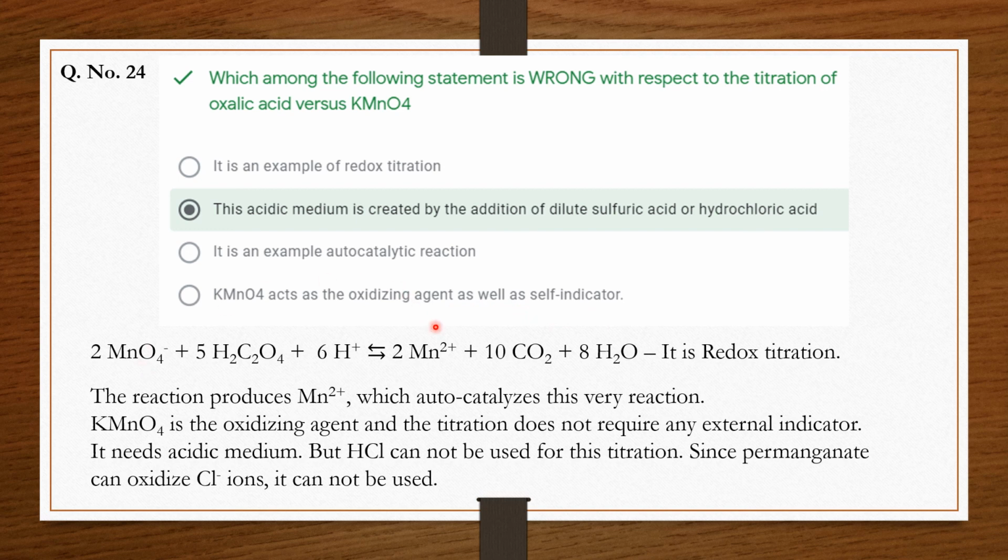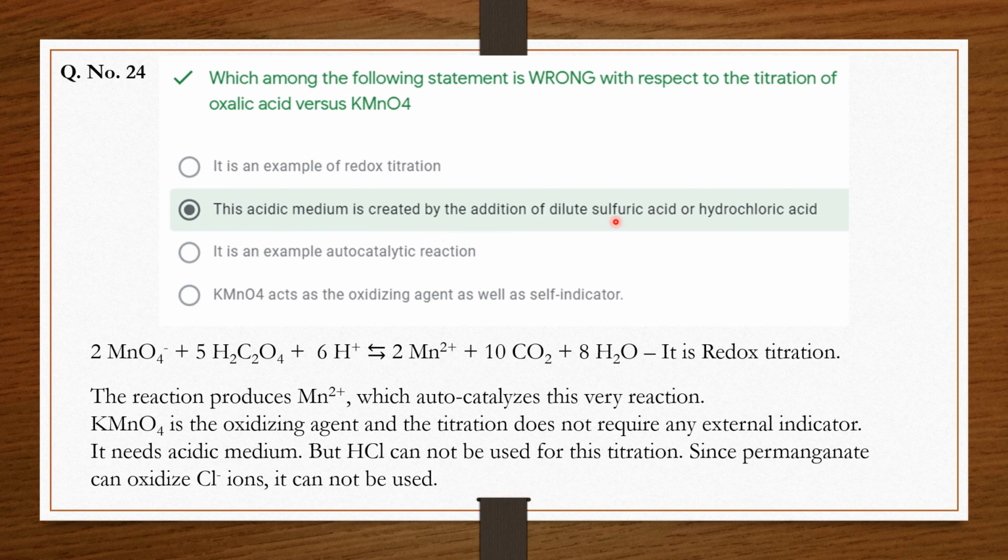Potassium permanganate is getting reduced in this reaction, and the species which gets reduced in a reaction acts as the oxidizing agent. So permanganate is the oxidizing agent, and this reaction doesn't need any external indicator. Permanganate itself will act as the self indicator. We need acidic medium also, but the acidic medium is created by the addition of dilute sulfuric acid.